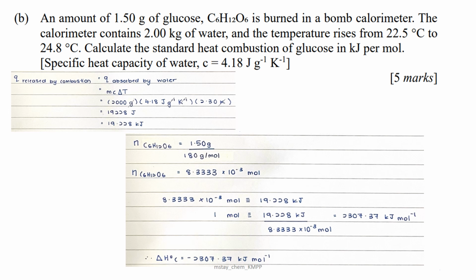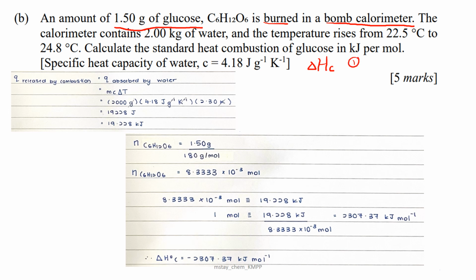Okay, now let's continue with question 2b. An amount of 1.5 gram of glucose is burned in a bomb calorimeter. When we read the question up to here, we understand that this question is related with the enthalpy of combustion. If the question is related with enthalpy of combustion, basically we will have 3 steps.